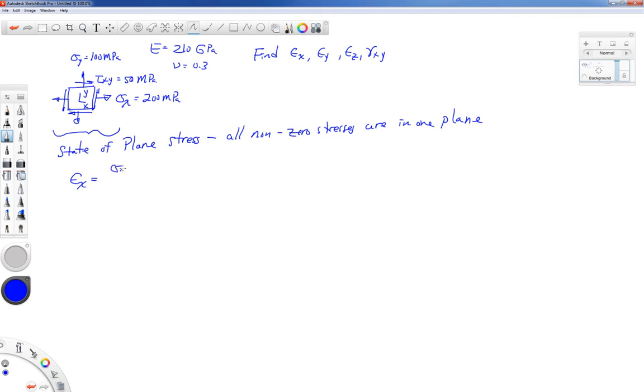Epsilon x is sigma x over E minus nu sigma y over E minus nu sigma z over E. There's no temperature change, so I'm going to leave that off. Sigma x is given as 200 megapascals. I'm going to write everything in pascals. The modulus of elasticity is 210 gigapascals. Giga is 10 to the 9th. Minus Poisson's ratio, 0.3, sigma y over E. And in this particular case, sigma z is equal to 0.